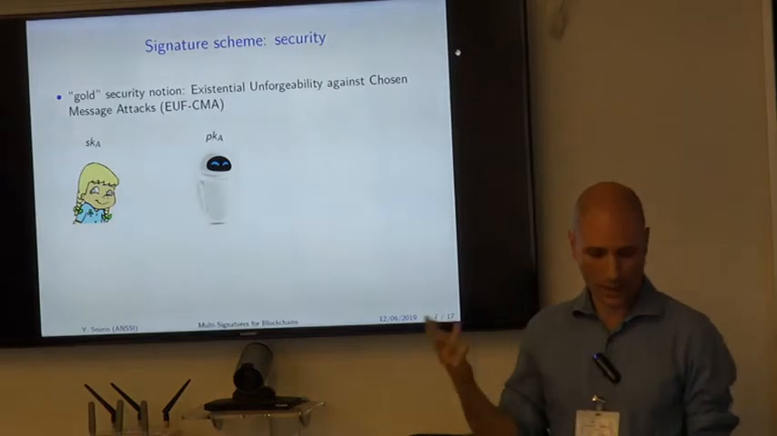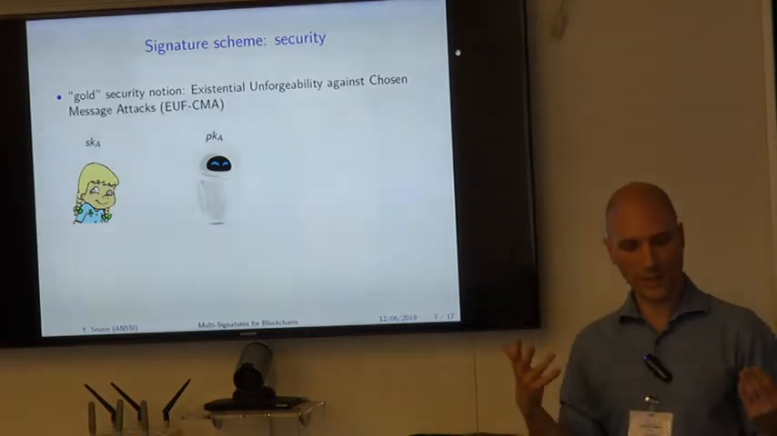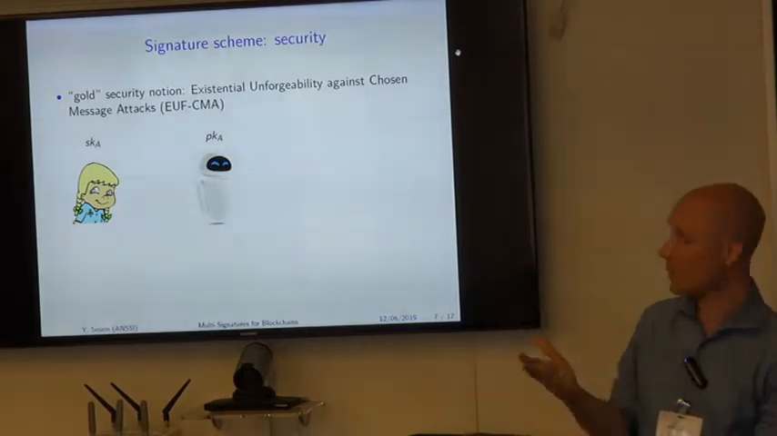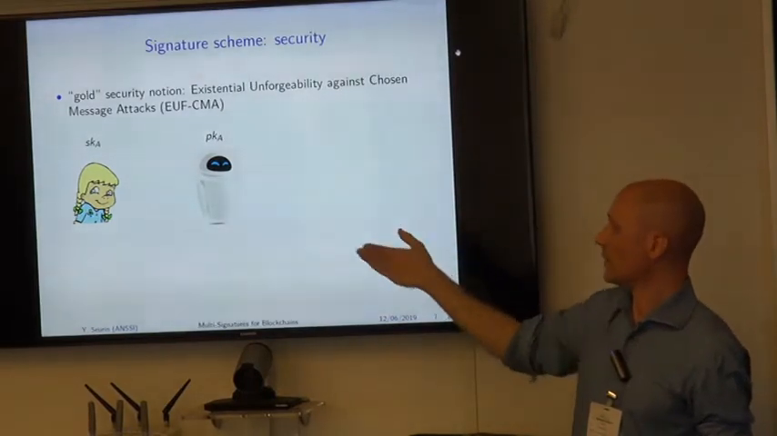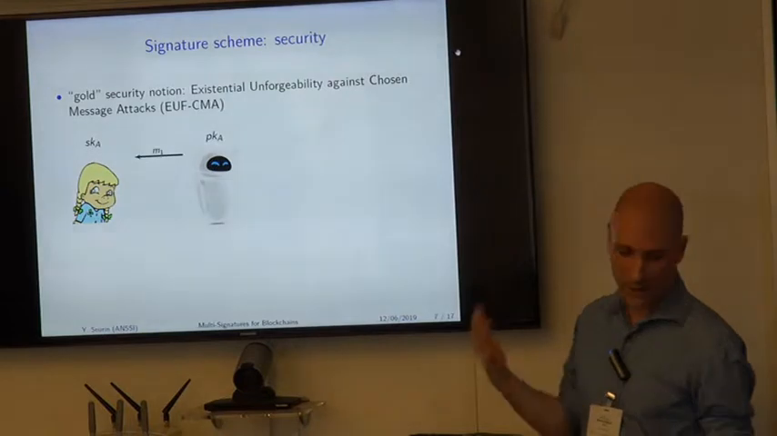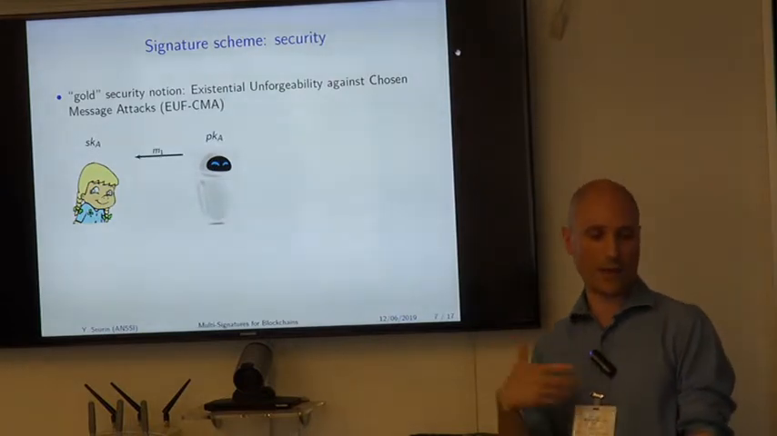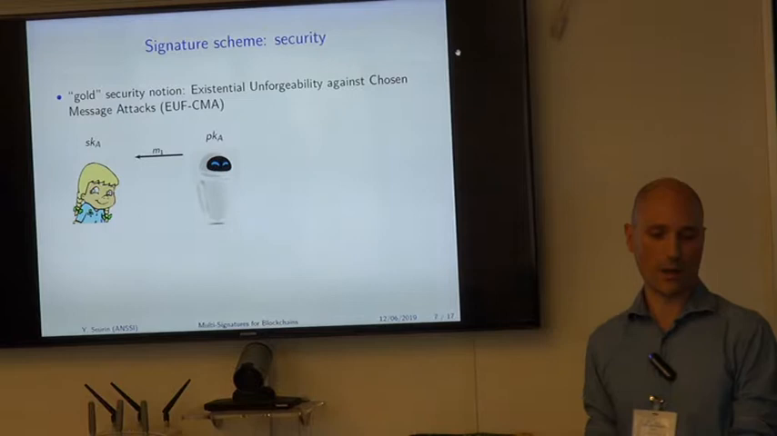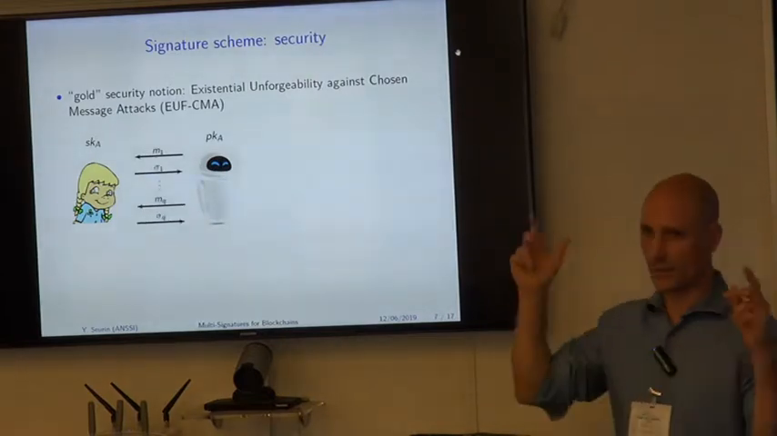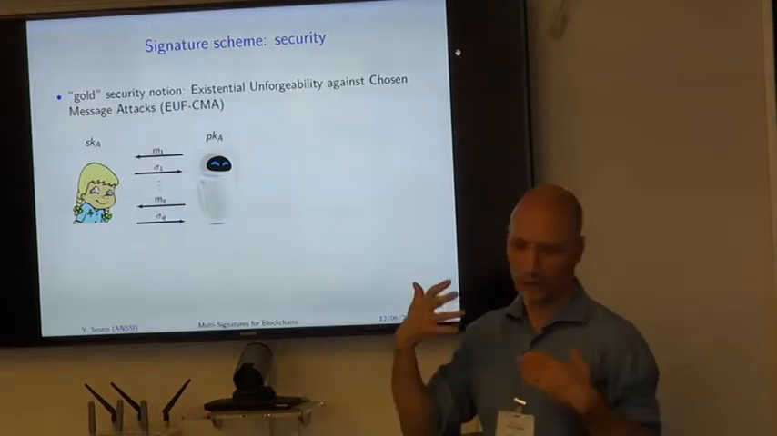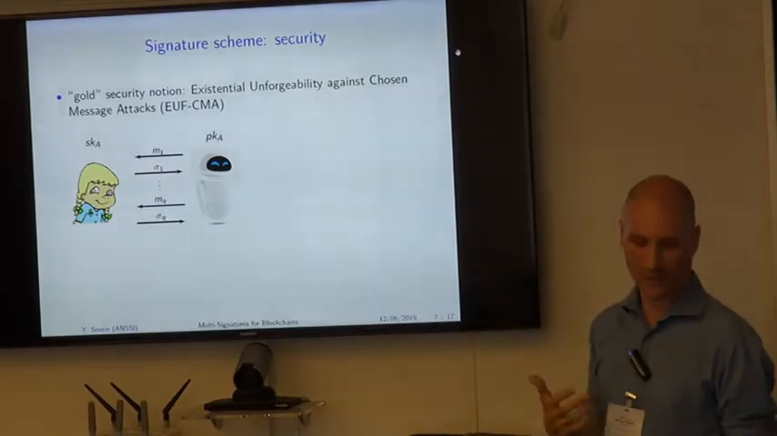So we define security by a security experiment where we have an adversary which knows the public key, for example, of Alice, PKA, and which can ask Alice for signatures on messages of its choice, right? So it will have access to what we call an oracle, where it can submit messages and get signatures back.